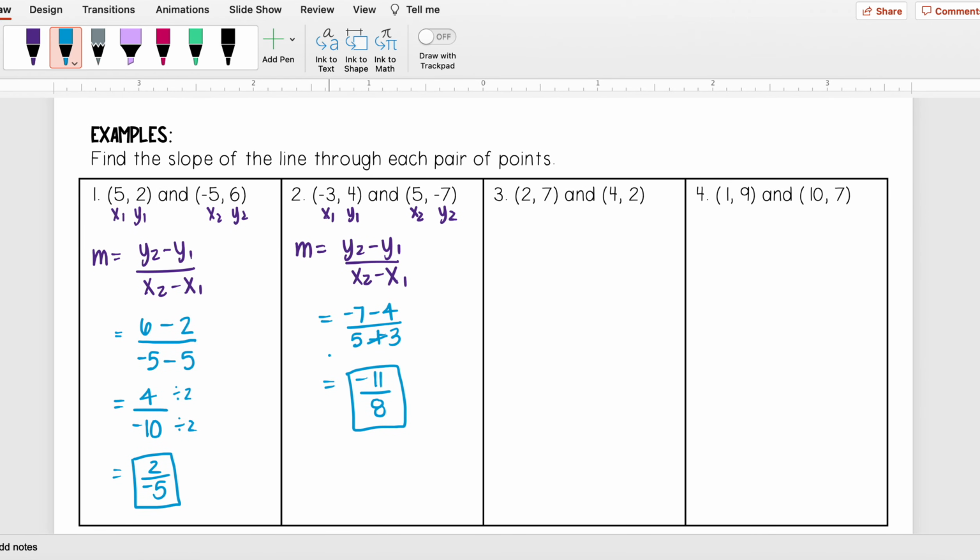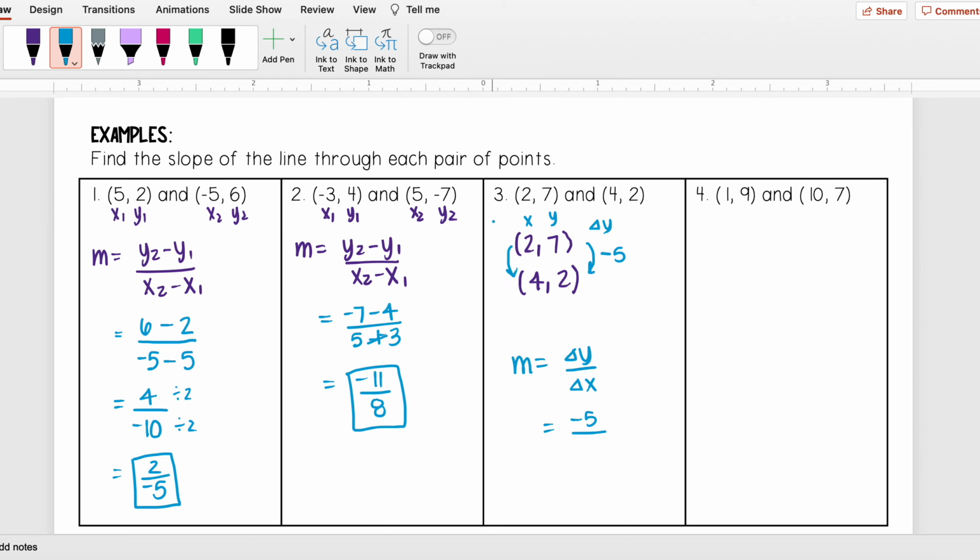So let's do another example. So let's say doing number 3, so I have 2, 7, and 4, 2. So I'm going to look at my change in y first, because I know my slope is just equal to my change in y over my change in x. So I get, for my change in y's, because these are all my y coordinates, and these are my x coordinates, to get from 7 to 2, I see that I have to subtract 5, because 7 minus 5, I get 2. So that means the top of my slope was going to be -5.